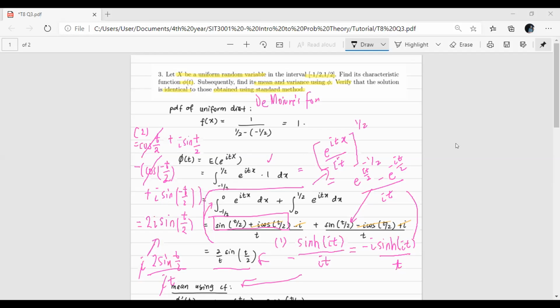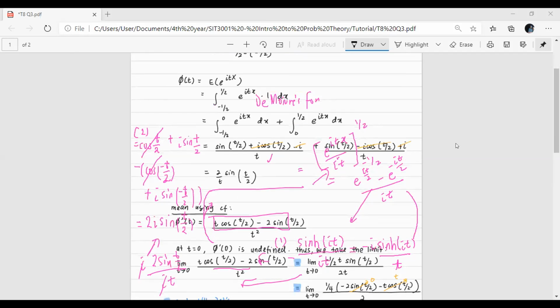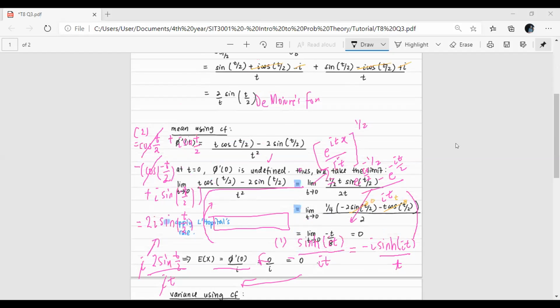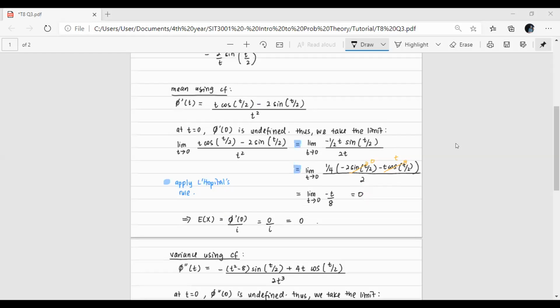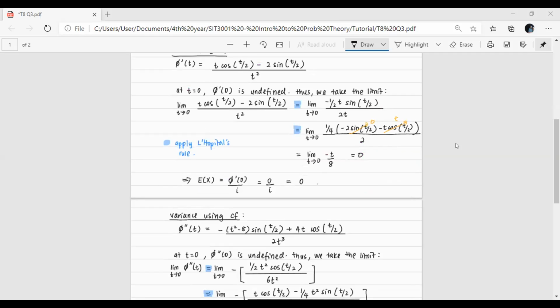Okay, can you move down? Clear this. Okay, so this is the derivative. If you had used this form, is it easier? I just want to check.